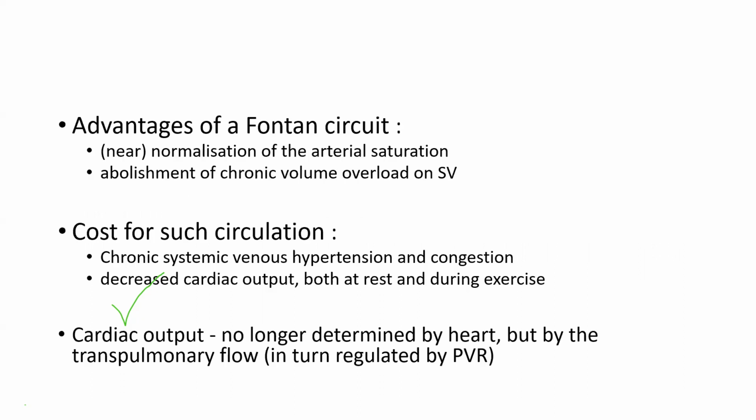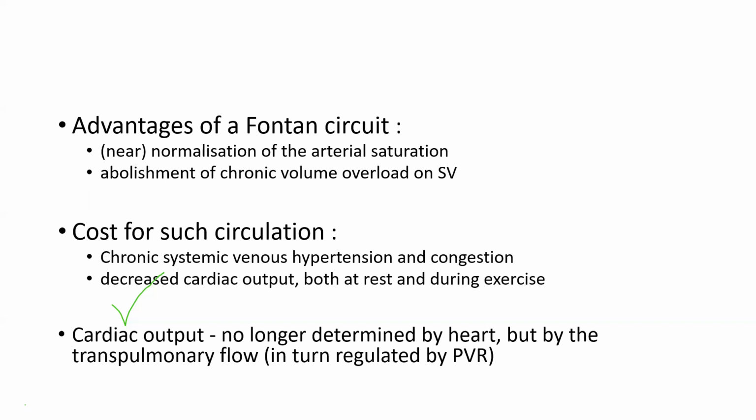So the advantage is a near normalization of arterial saturation. Also, there is abolishment of chronic volume overload to the single ventricle. But the cost of such circulation is chronic venous hypertension and congestion, because the systemic venous pressure is less than 10 while the PA pressure may be 10, 12. So there is venous hypertension, and that might lead to congestion like pleural effusion, pedal edema, so many things, and also lead to decreased cardiac output.